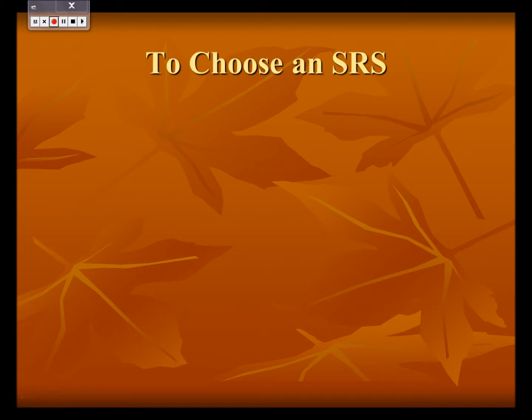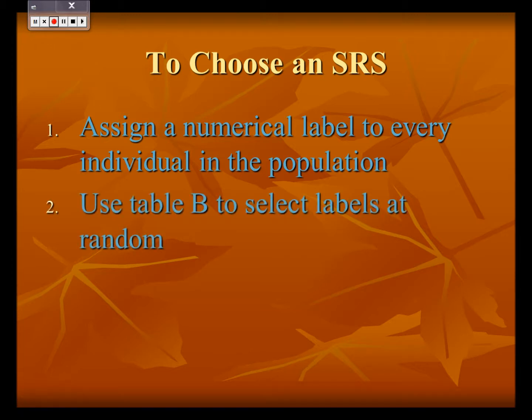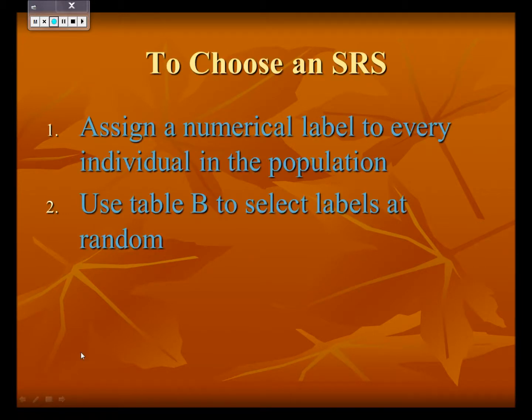So let's choose a simple random sample, with the acronym SRS. You're going to assign every individual in the population a numerical label. Use the table in your book, and start selecting numbers at random that correspond. For instance, if I have 30 students in a classroom and I want to collect 5 students' quiz scores, I could give every student in the class a number from 1 to 30, use the random number generator to select the first 5 numbers that would correspond to the 5 people I would be selecting.